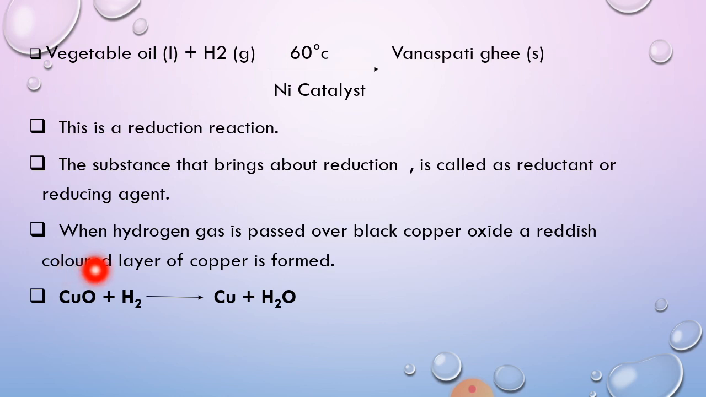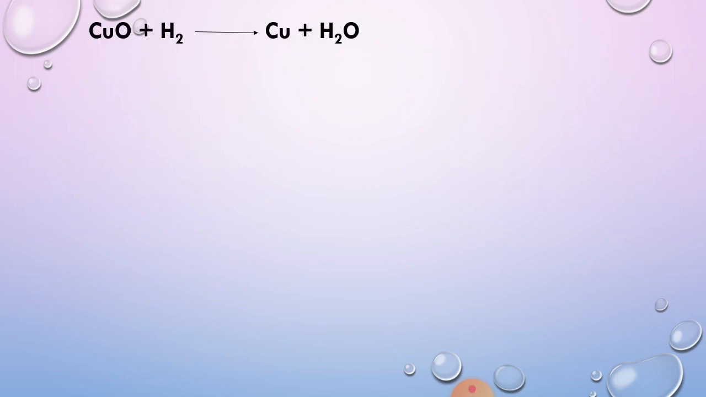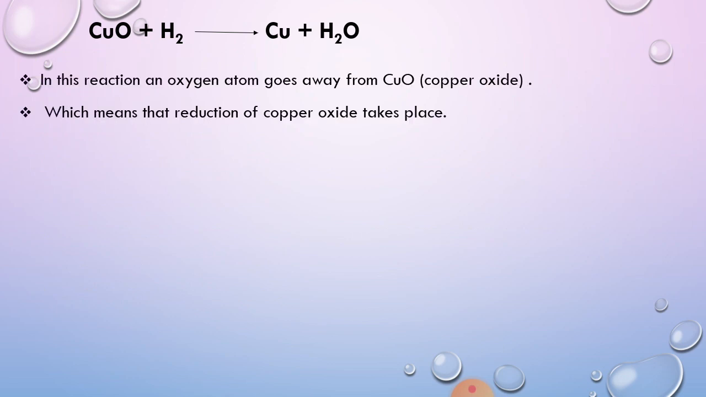When hydrogen gas, H2, is passed over black copper oxide, that is CuO, a reddish colored layer of copper is formed, that is Cu is formed. So I have written this reaction over here again because I have to explain the further part. Now, when you see this reaction very carefully, students, what do you understand? That in this reaction an oxygen atom goes away from CuO. Here there is an oxygen atom which is attached to Cu, and it becomes CuO.